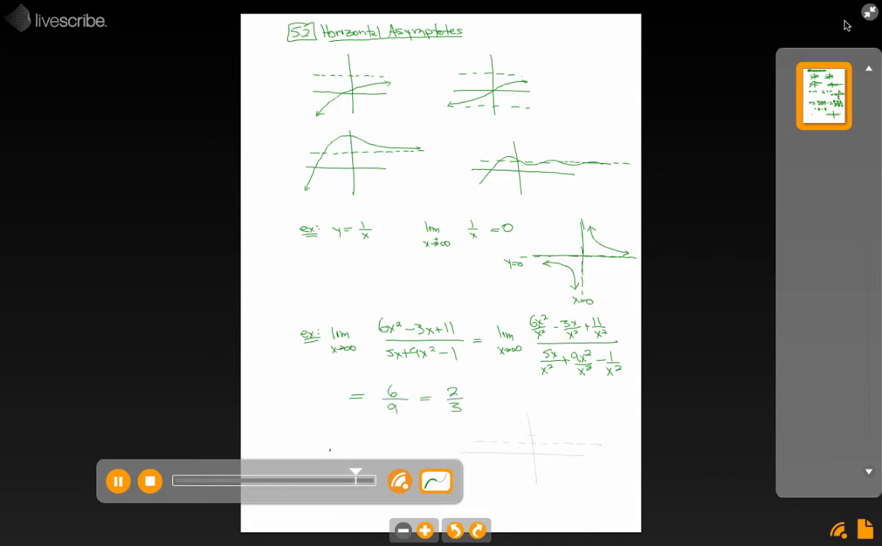And what you'll find is that you end up with 6 over 9, which you can reduce to 2/3. So if we were looking at that graph, whatever that terrible function would actually look like, since I just made it up, I'm sure the numbers don't work out nicely, but what it would have is at y equals 2/3, you'd have yourself a horizontal asymptote that your end behavior would be described by approaching that imaginary line.